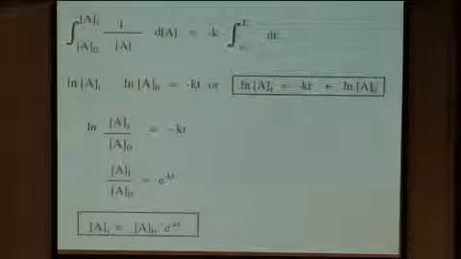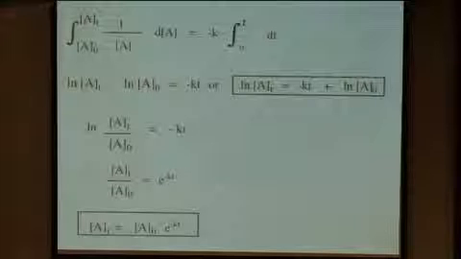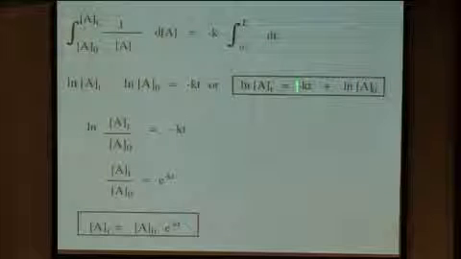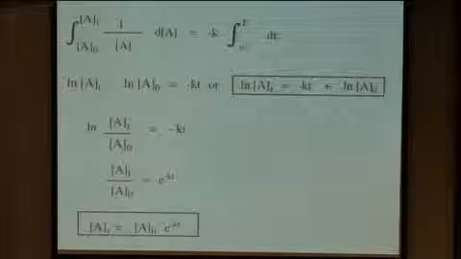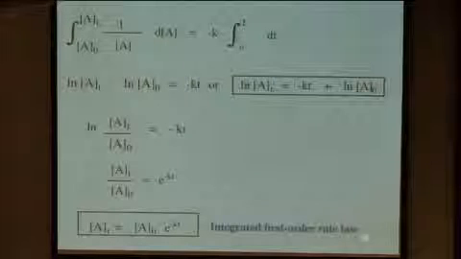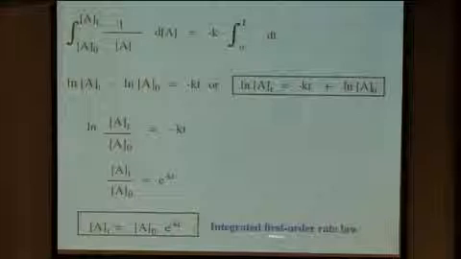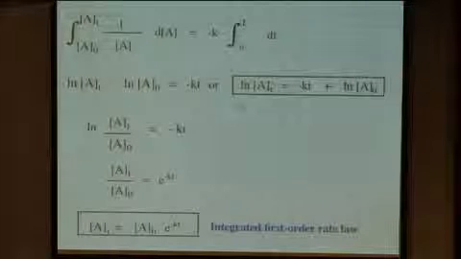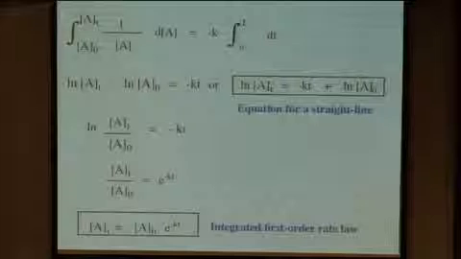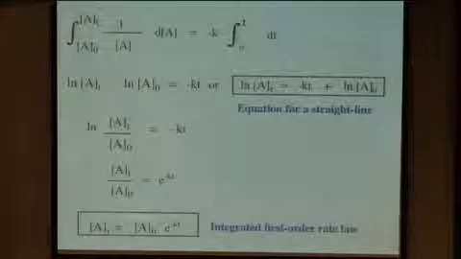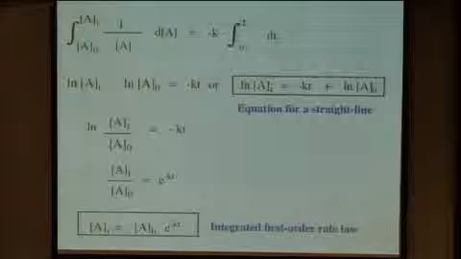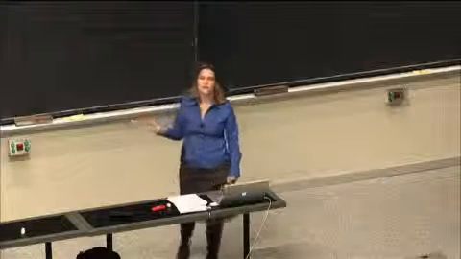And that expression is often written in your book or on equation sheets as the concentration at a particular time equals the concentration of the original material times e to the minus kt. And these are the two expressions that you'll see the most often. This one is often referred to as your integrated first-order rate law, whereas this one is the equation for a straight line. So these two are the ones that you will see the most often for integrated first-order rate laws.